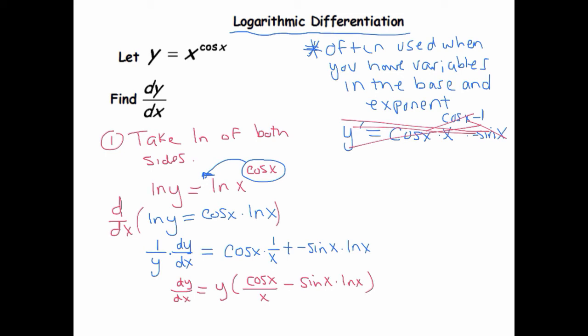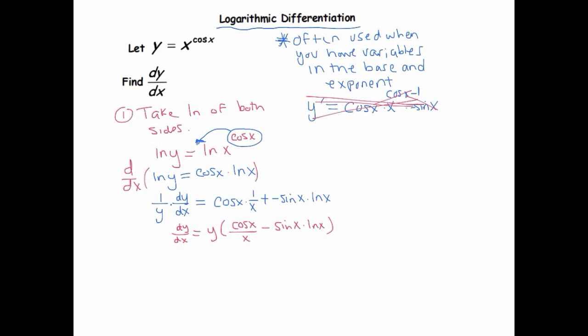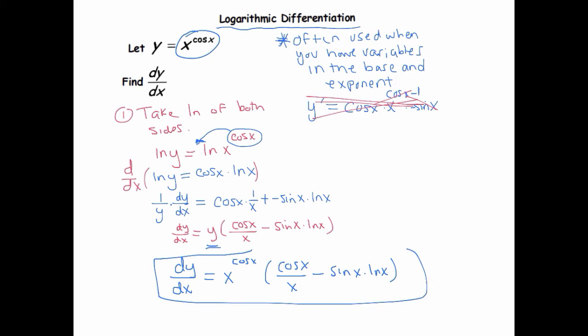And now pretty much we're done, except it would be great if our answer was all in terms of x and not y and x. So we go back and look at what y is equal to. Y is equal to x to the cosine of x. So dy dx is equal to x to the cosine of x times cosine of x divided by x minus sine of x times ln of x. And there's our answer.